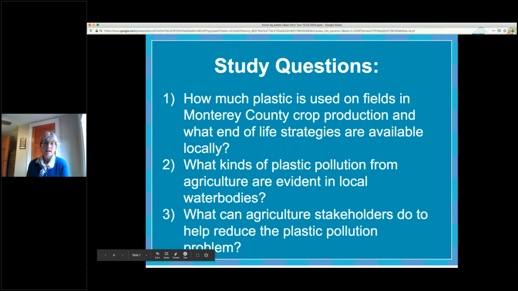So we've been involved in a 3-year study so far, and the questions that we've been working on are how much plastic is used on fields in Monterey County in crop production, and what end-of-life strategies are available for this plastic. Secondly, is plastic pollution from agriculture a problem here? Is there any evidence that it's getting into streams and into the ocean? And third, what can stakeholders do so that we can reduce the plastic pollution problem? Next slide.